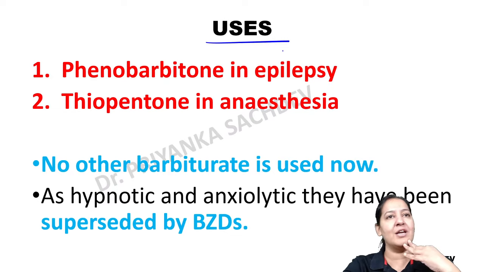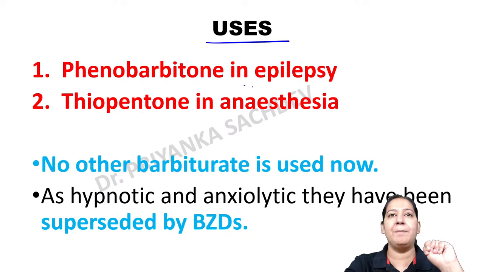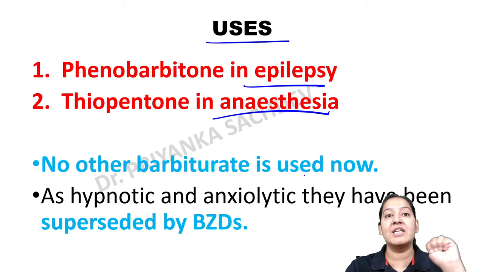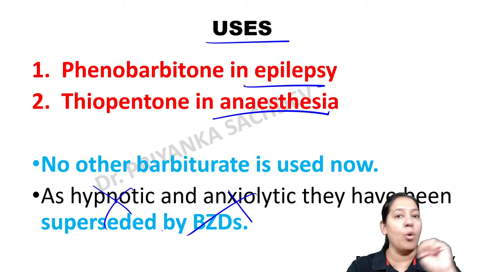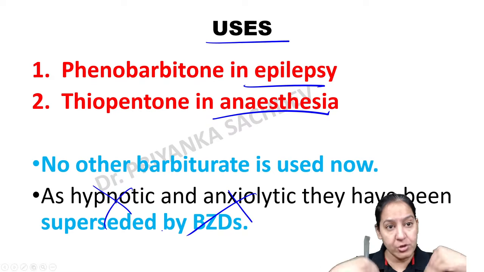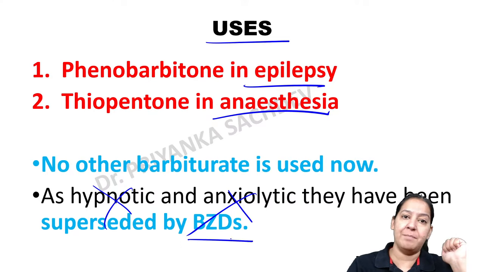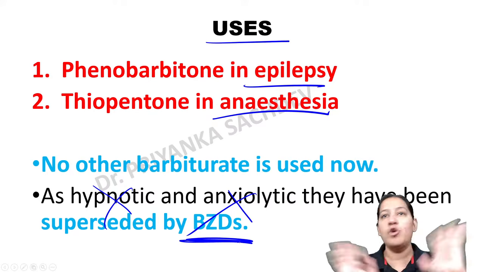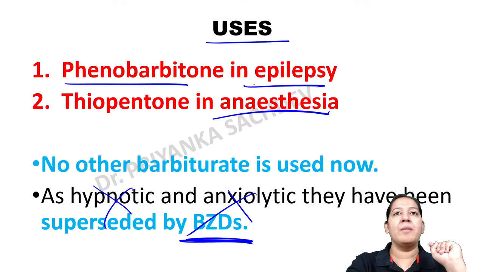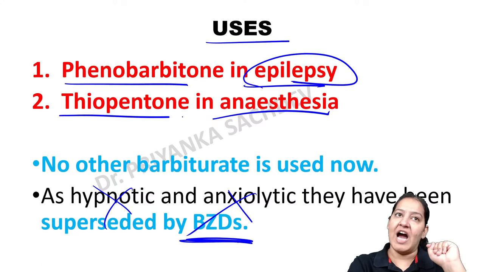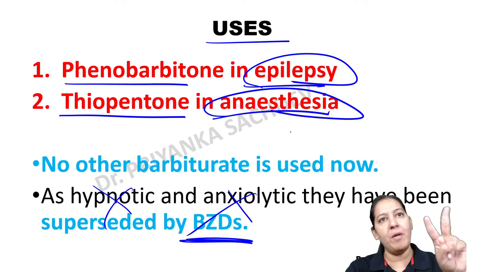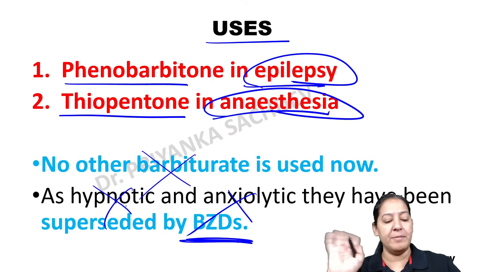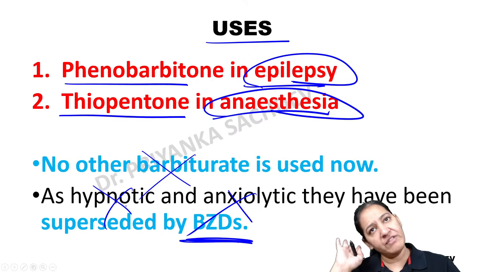So why are barbiturates used nowadays? They are used for two purposes, epilepsy and anesthesia. Barbiturates are not used as sedative or hypnotic. They are superseded by benzodiazepines. Nowadays, we use benzodiazepine for hypnotic, sedative and anxiety, not barbiturate. We use phenobarbital in epilepsy. We use thiopental in anesthesia. So only two barbiturates are used. No other barbiturate is used nowadays. These are of historical importance.